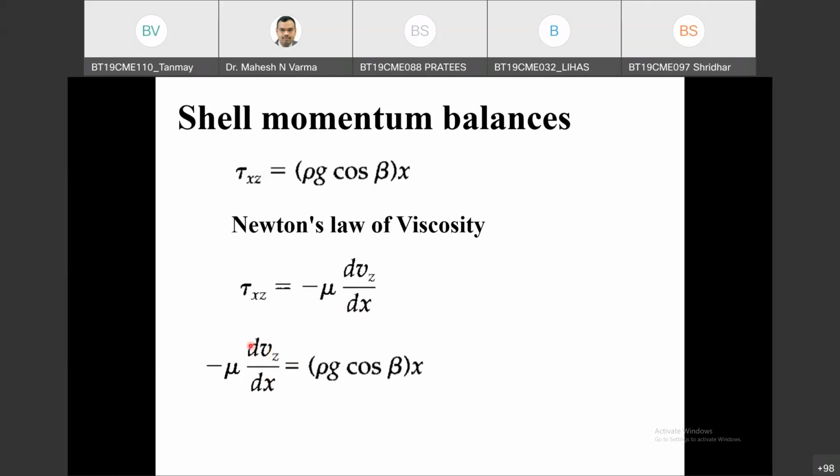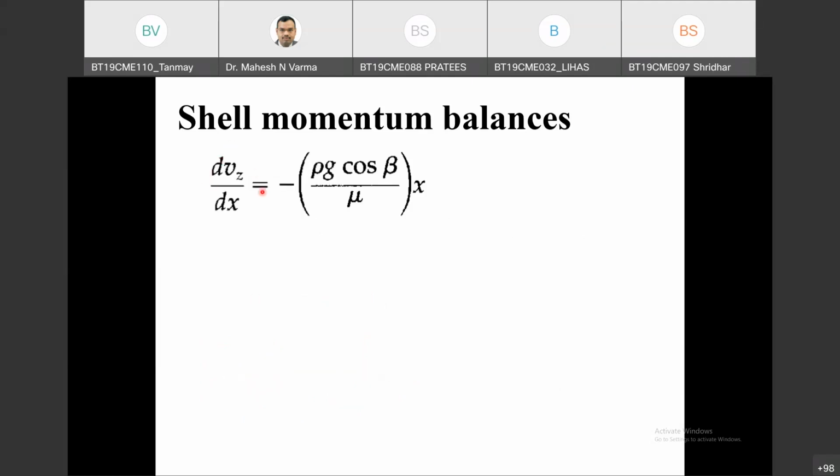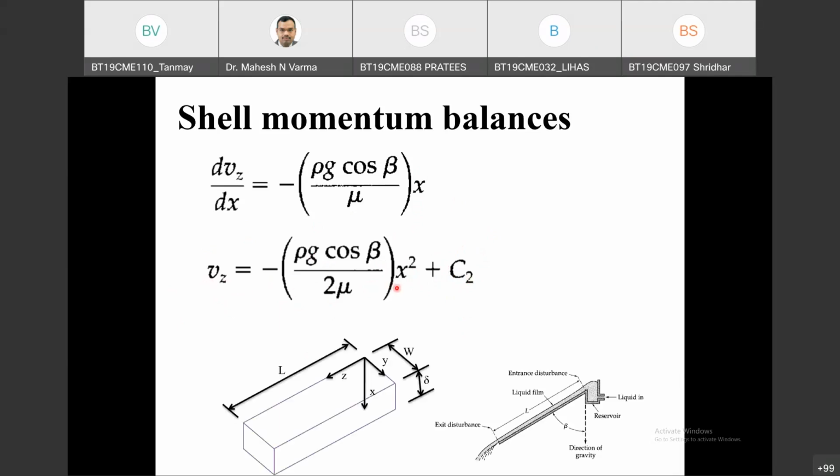Again, this is a very simple integration. So rearranging the equation and integrating with respect to x, I get x square by 2. So vz is rho g cos beta by 2 mu times x square plus c2. Now for solving this equation to get the final form, this constant can be estimated by using one boundary condition with respect to velocity. So do I have any velocity boundary condition here?